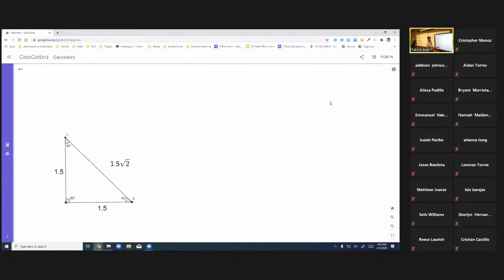All right, so like I could scale this up so that the legs are 2. Take a look at the triangle. You notice. Any observations?